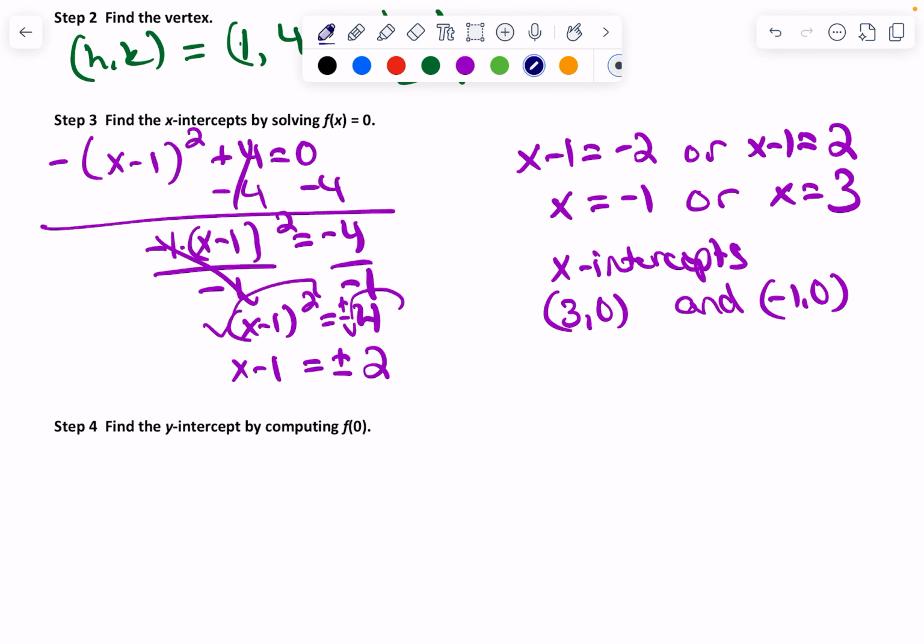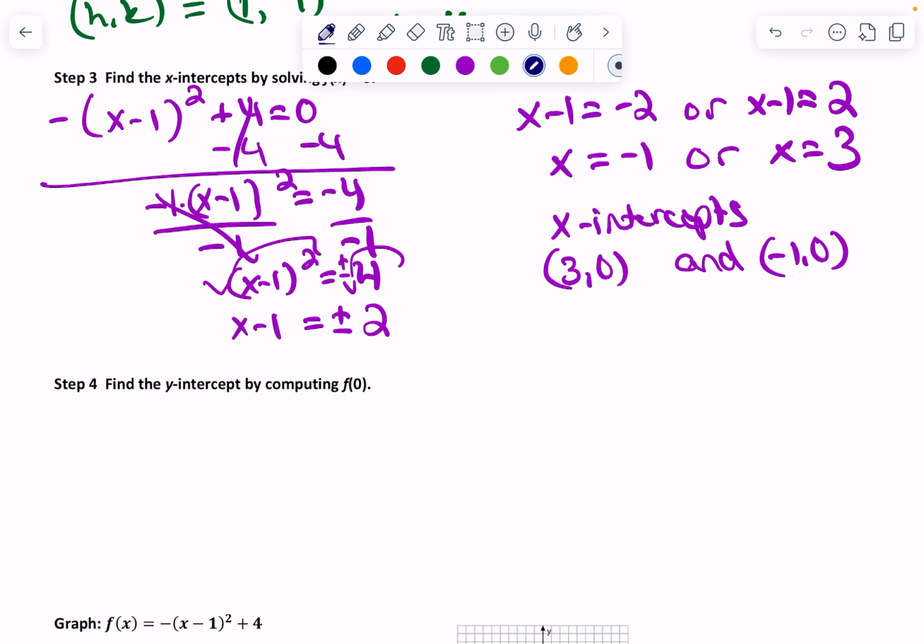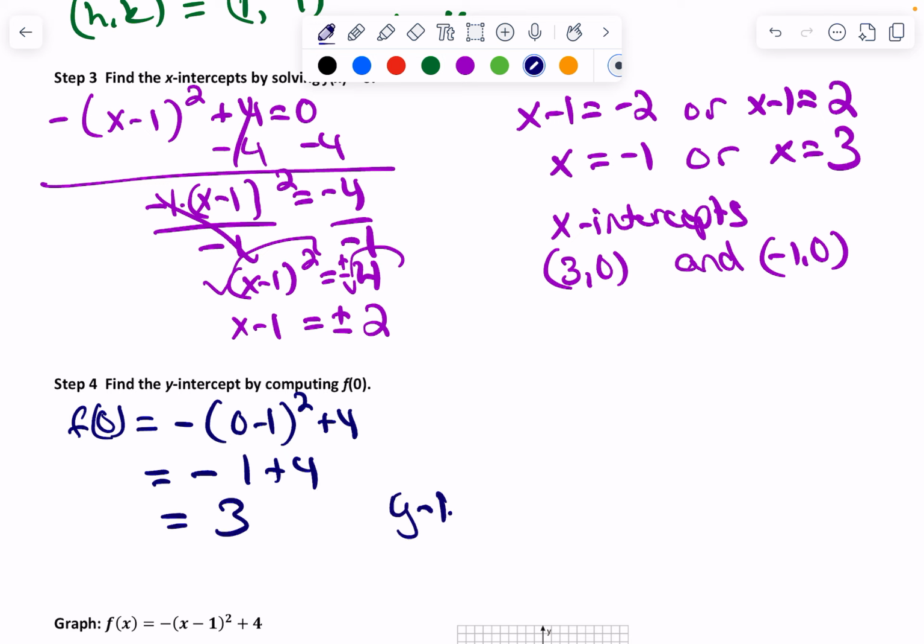Next, we're going to find the y-intercept by computing f of 0. So we're going to plug in 0 where we have x. So negative (0 minus 1) squared plus 4. And we're going to do this calculation right here. So negative 1 squared is 1, plus 4. Negative 1 plus 4 is 3. So our y-intercept is going to be 0, 3.